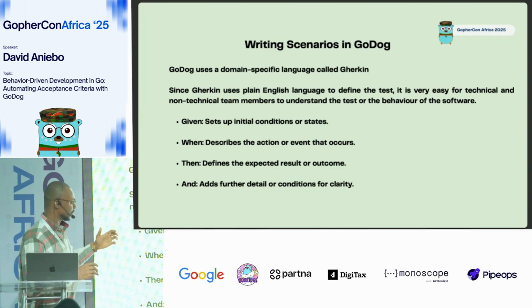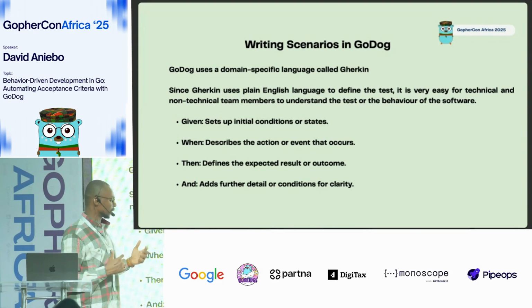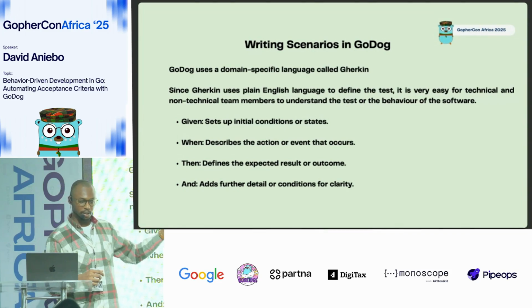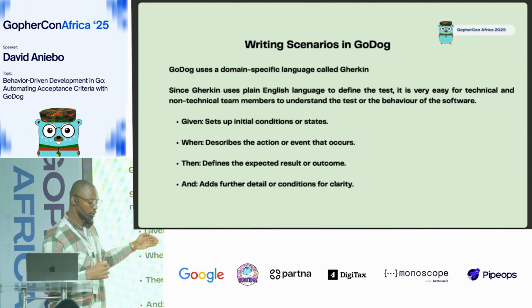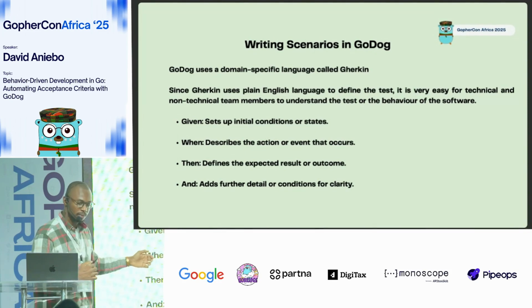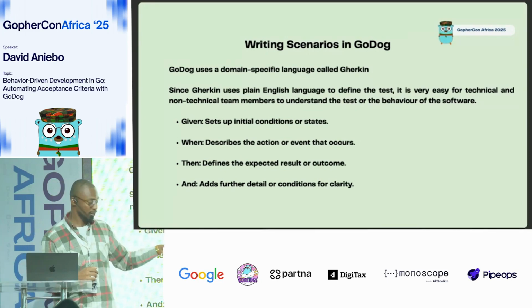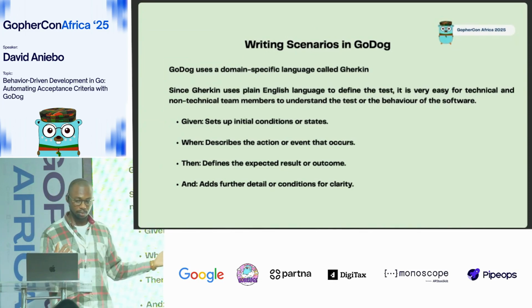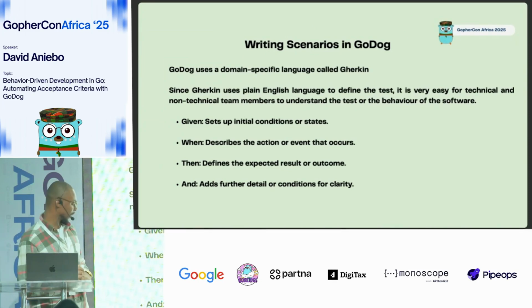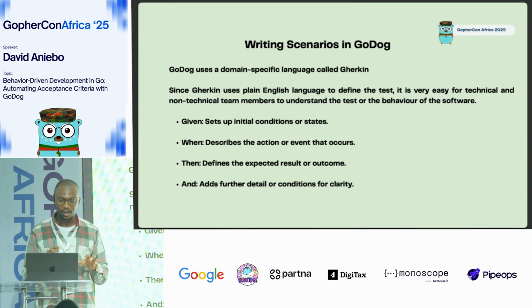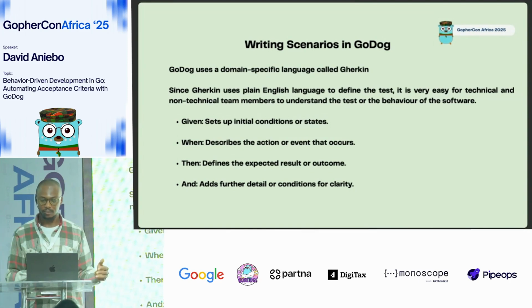Given sets up the initial conditions or states, when describes the actions or events that can occur. So given we are on the login page, when you enter the password and the email address and click the login sign, then we should be redirected to that web page, or wherever you want to keep users after the whole signing flow, and add further details or conditions for clarity. Because the whole of BDD is all about clarity and alignment in software things.